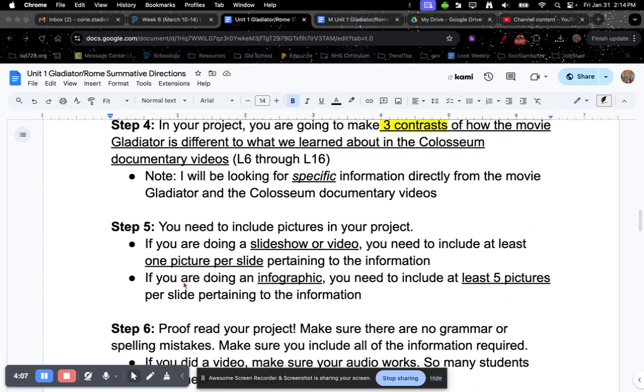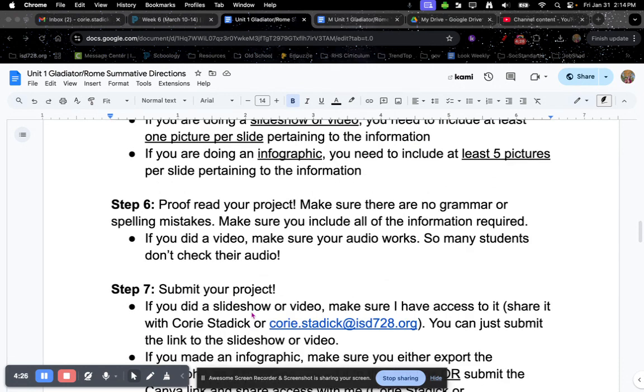Step 5. You need to include pictures in your project. If you're doing a slideshow or a video, you need to include at least 1 picture per slide or scene pertaining to the information. If you're doing an infographic, you need to include at least 5 pictures total for the whole infographic.